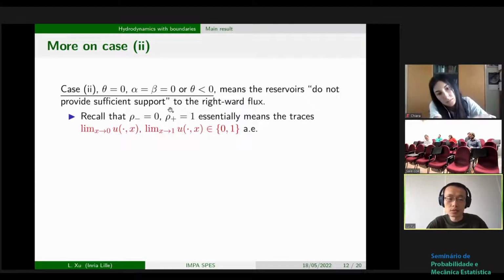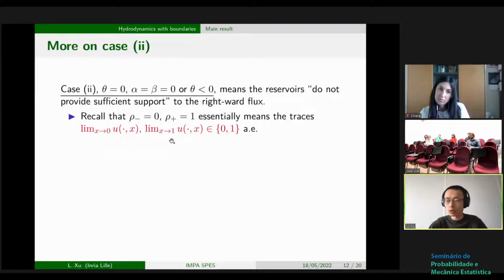Recall that we have shown that this boundary data essentially means that the solution has a boundary trace, and the trace takes values in 0 and 1. This sounds very strange. It means that even if nothing comes in from the left, the macroscopic equation can still stay at 1 at the left, and also for the right.